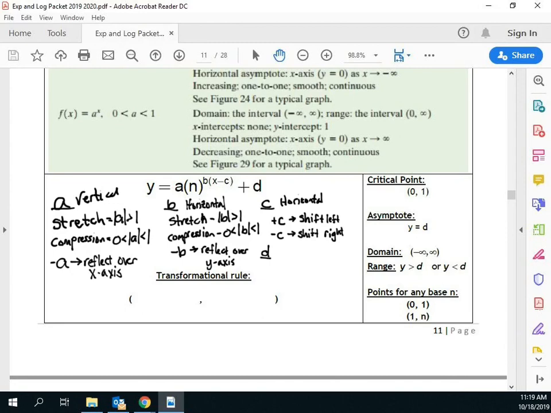What about D? This one's literally what it is, right? Because look at the equation. Look at what's in front of D. Look what sign is in front of D. It's plus, which means we're going to take the value of what it is. We don't have to flip it because of the minus sign in front of the C. So you're right. Plus D, shift up. Minus D, shift down.